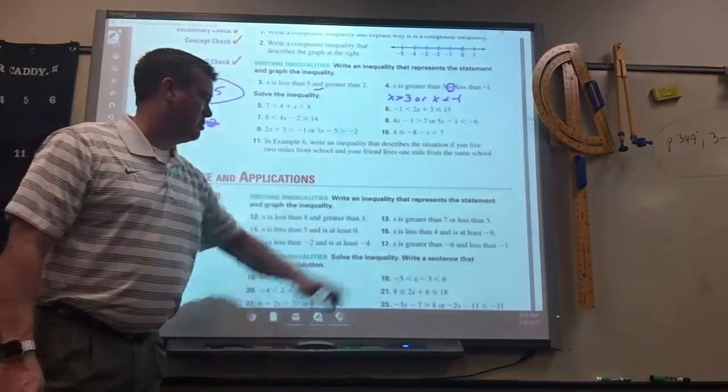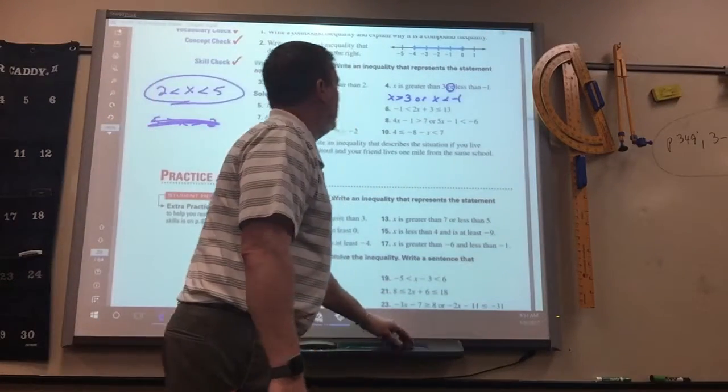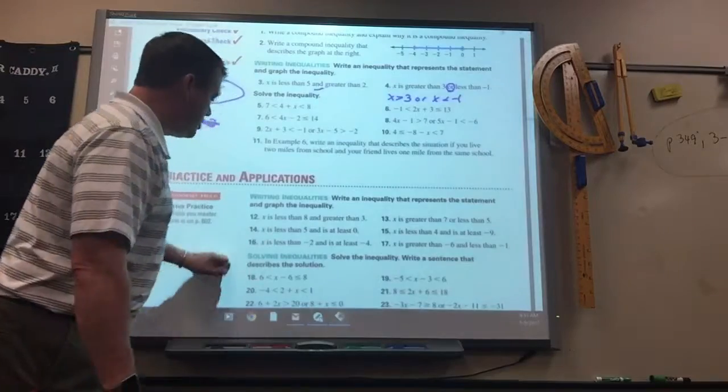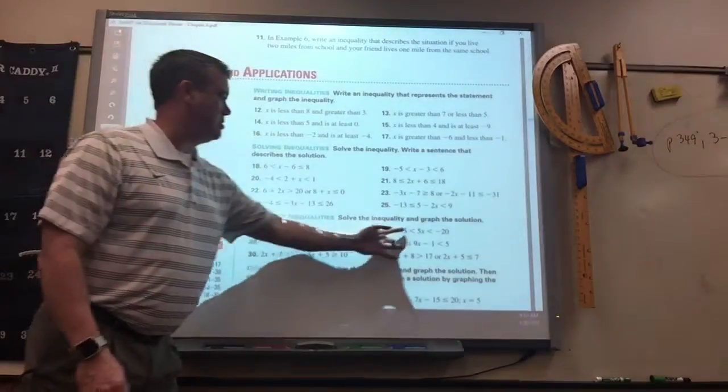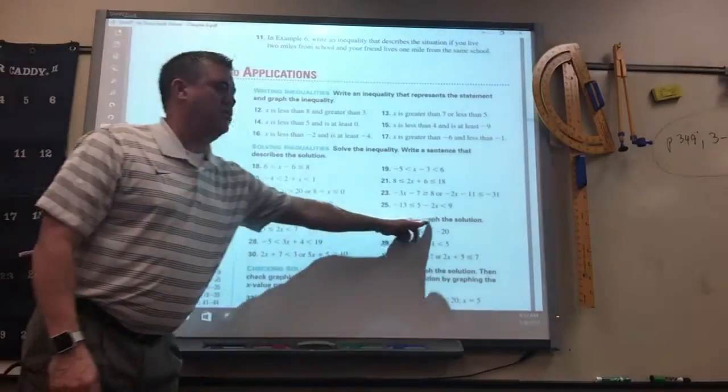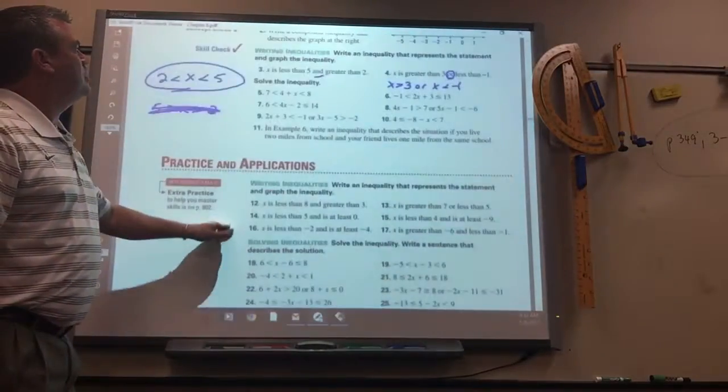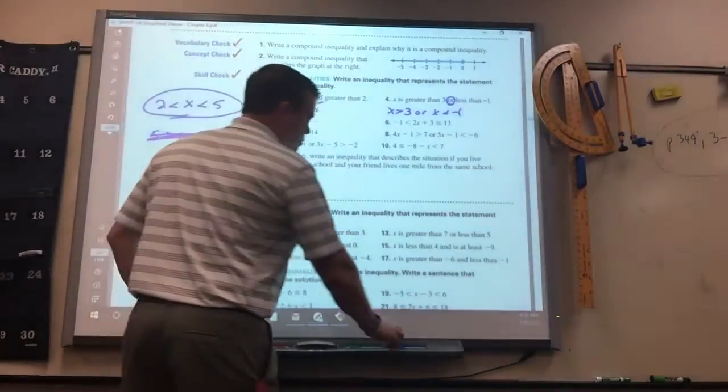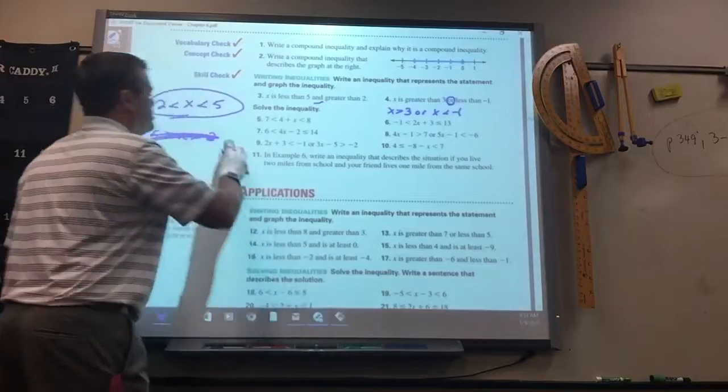There's only one or in 13. No. The only ones you got to graph are the last 6 down here. Solve and graph. Okay, so 5 through 10, we don't need to graph these either. We just got to solve them.